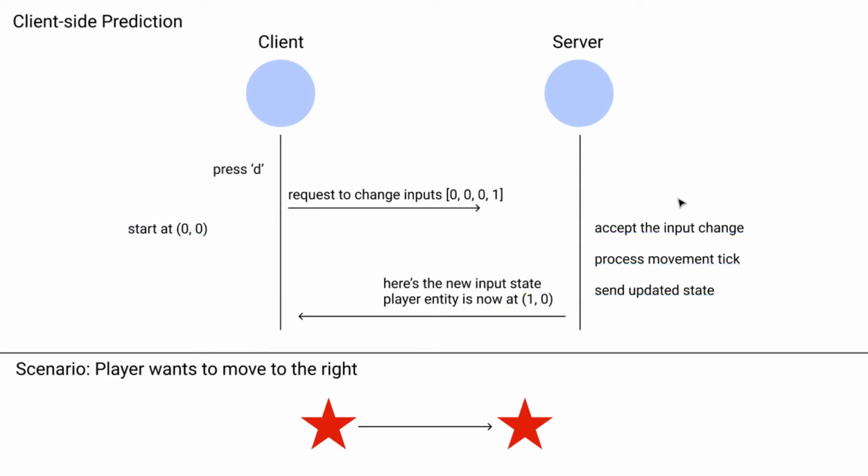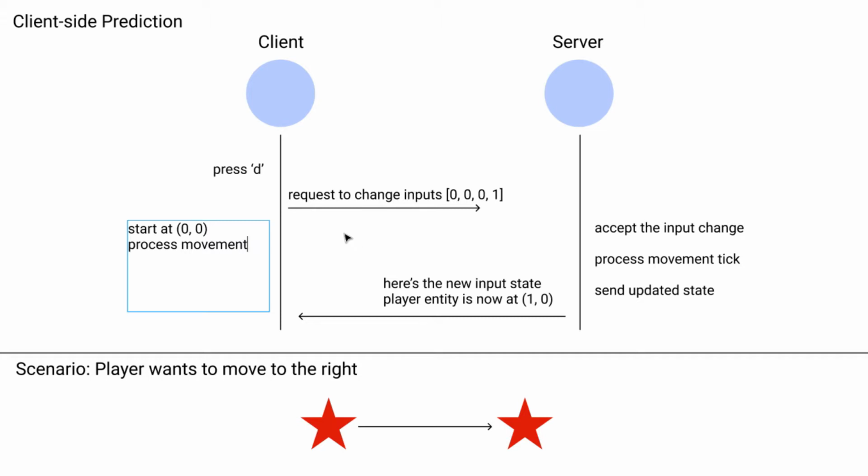So the server did its processing. It had us at 0-0. It processed one movement iteration using this input of moving to the right, and that's how it got us to 1-0. We want to do the same thing over on this side. So we want to start at 0-0, and we want to copy exactly this movement that the server did. We can ignore the input change because we already accepted inputs on the client side, and we can ignore the sending step because we don't need to do that. But we do need to do the movement. So here, we need to process movement just like the server did.